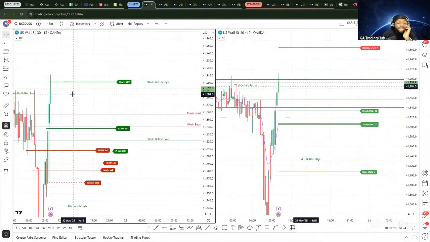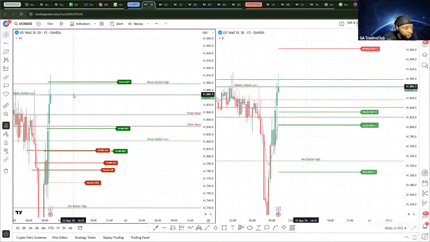But this was a nice, if we didn't have those bullish order blocks at the top there, this is a nice sell. But just gotta stick to the trading rules and just keep waiting for the next setup.